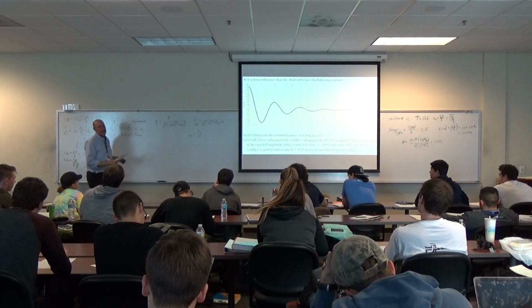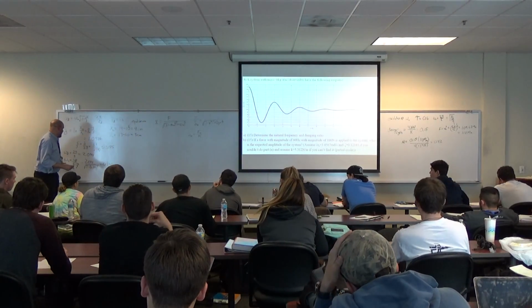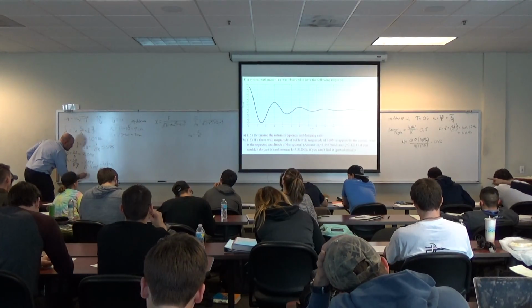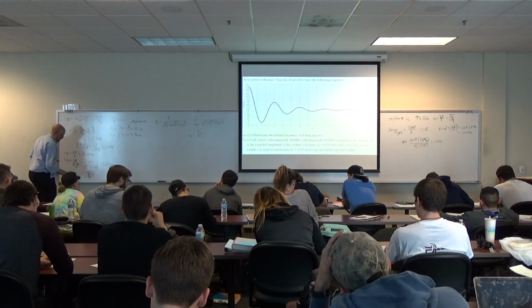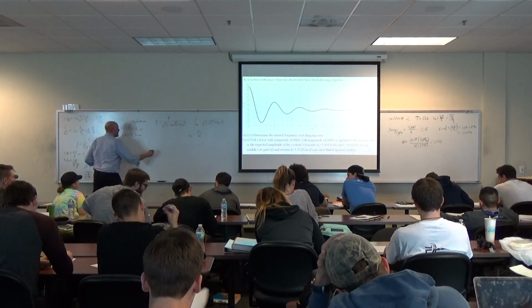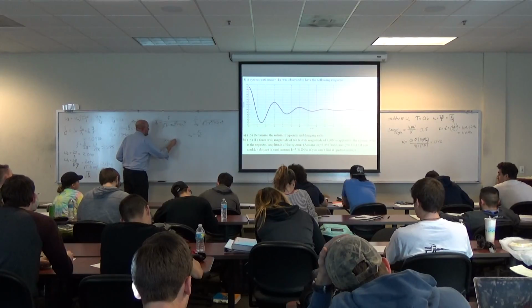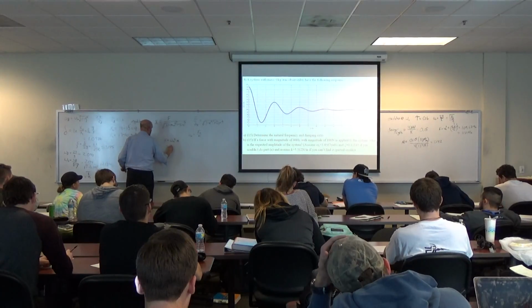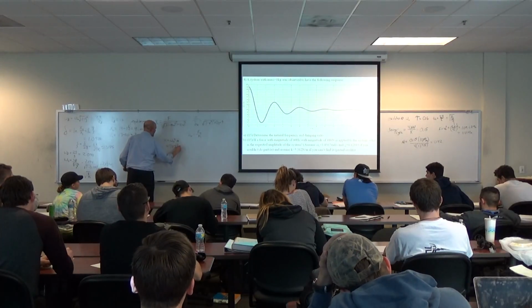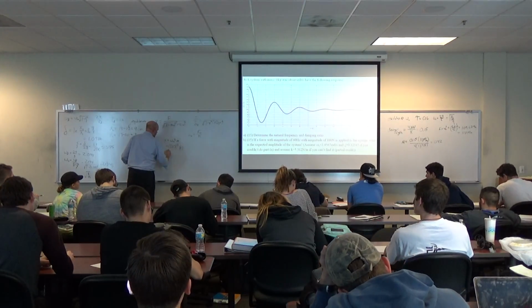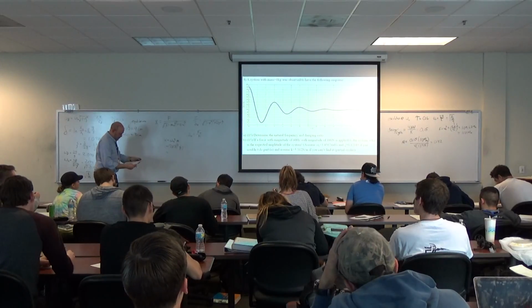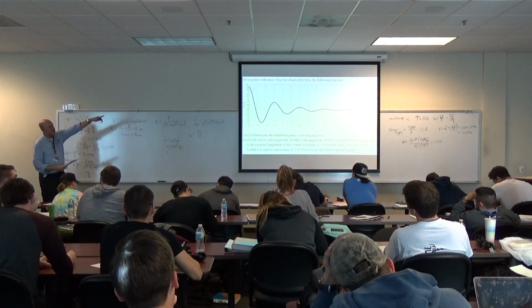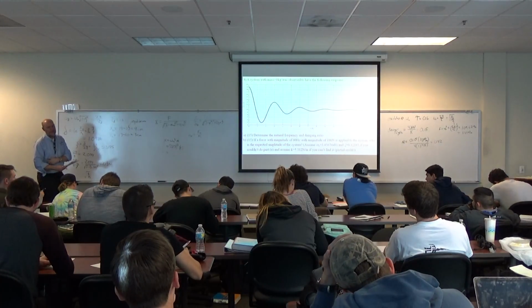How can we find k? Natural frequency. So basically we have omega n, which is the square root of k over m. And so k equals omega n squared times m, which is 2.13 squared times 1. Mass is 1 kg, just to make life easy.